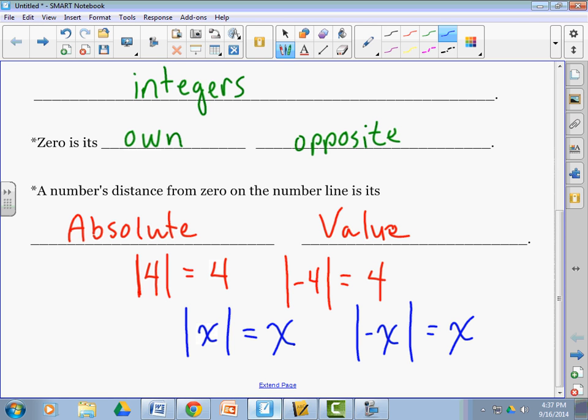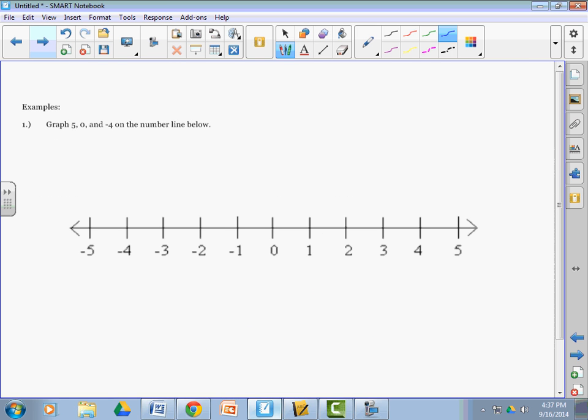Okay? So we'll see these a little bit further on. There's one more example in between that we have to get to here, and that deals with graphing these numbers on a number line. Very simple task that you guys can all handle, I'm sure. The example says to graph 5, 0, and -4 on the number line below. And the only reason this is on here is just to show you quickly how you acknowledge 5, 0, and -4 on the number line.